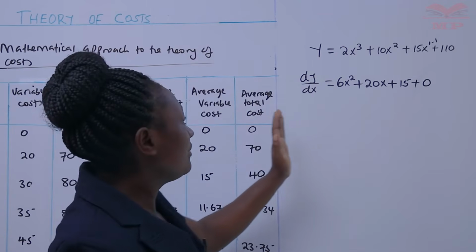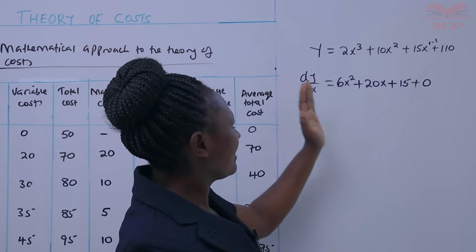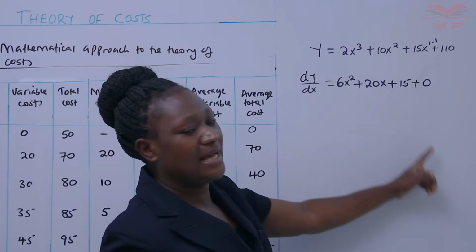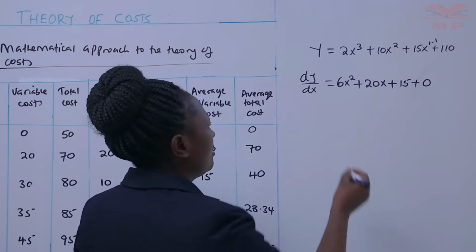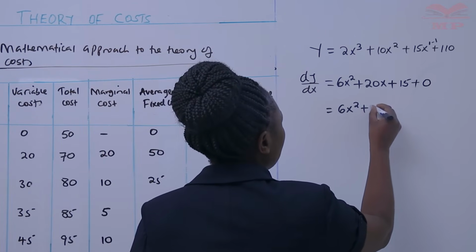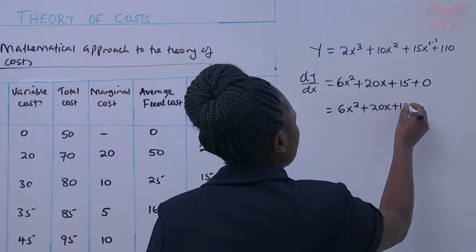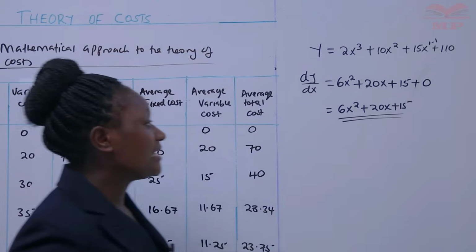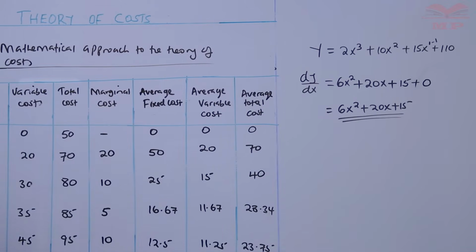So our function will now be 6x squared plus 20x plus 15 plus 0. So we now say that this will be 6x squared plus 20x plus 15, so that we leave out a 0. And that's how we differentiate.